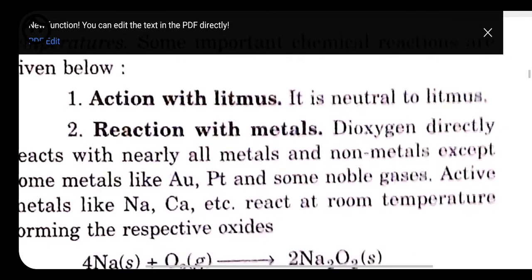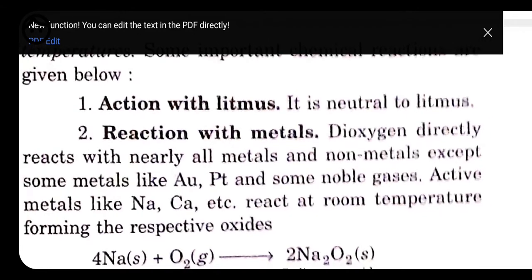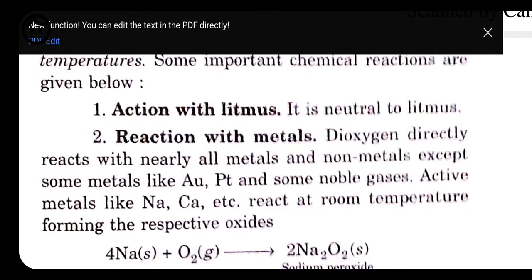The first is the action on litmus. Whenever we pass oxygen gas over litmus paper, it does not change the color of the litmus paper. It means it is neutral to litmus. The nature of this one is neutral. It is not acidic, not basic. Next we have reaction with metals. Whenever oxygen reacts with metals, they form their oxides. It reacts directly with almost all the metals and many non-metals.